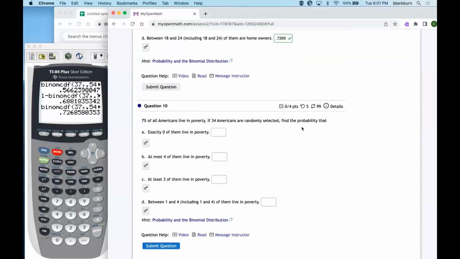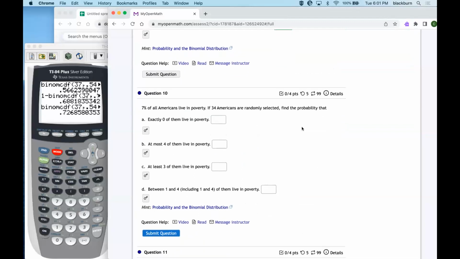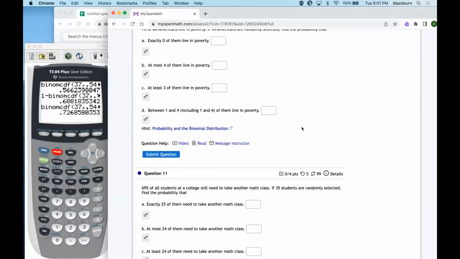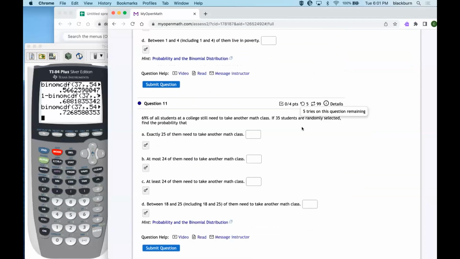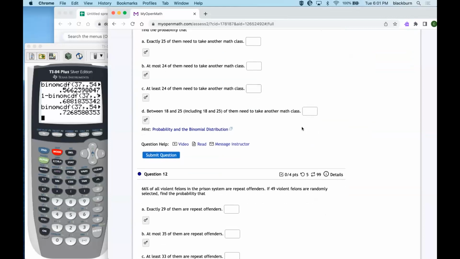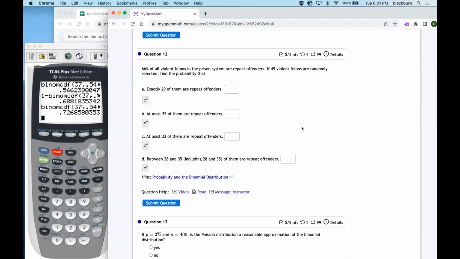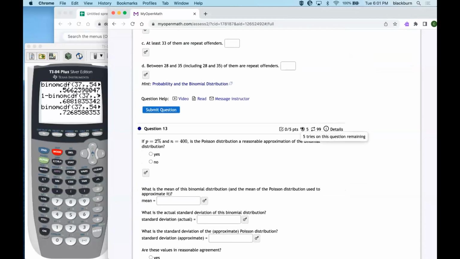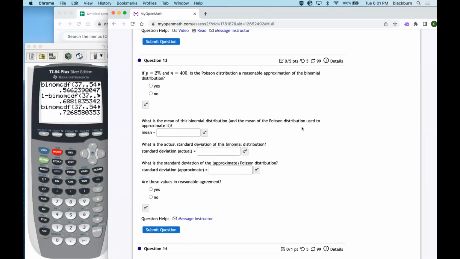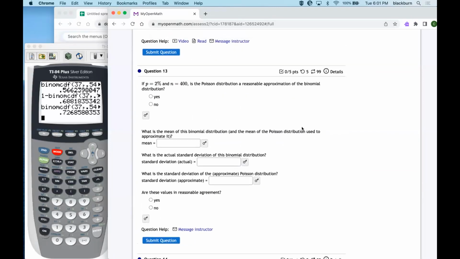All right, so this one works the same way. You would do the same kind of deal. Same thing with 11 and 12. All right, so 13 now uses a different approximation, this different distribution, the Poisson distribution. So read up on that in the book, watch Wendy's video.